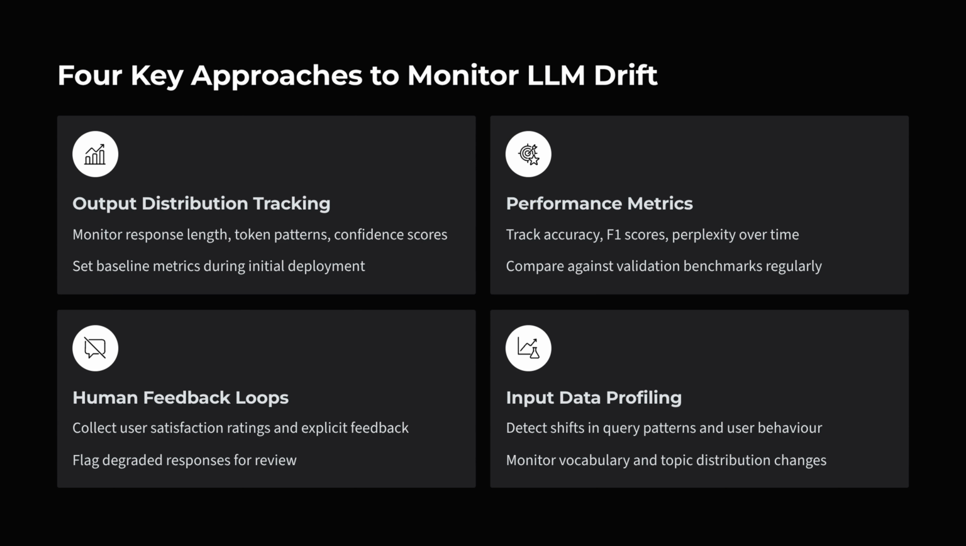Another tracks performance metrics such as accuracy or perplexity, giving you a clean health score over time. A third listens directly to humans, because user satisfaction often picks up subtle degradation first. And the fourth keeps an eye on the incoming questions, catching shifts in topics or vocabulary that may push the model off balance.